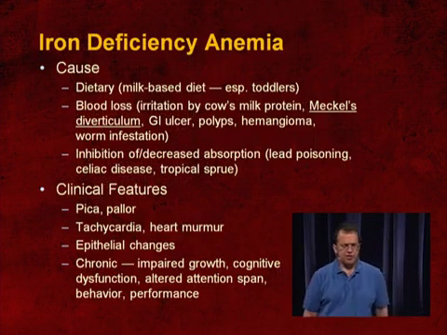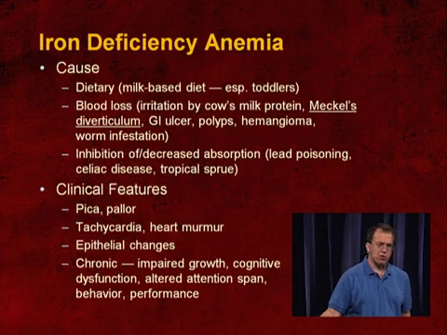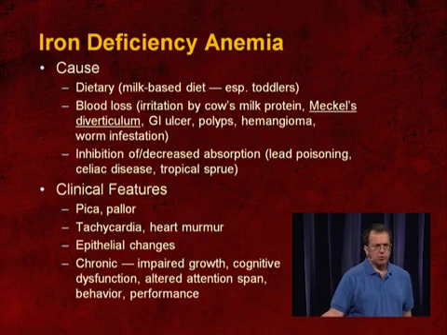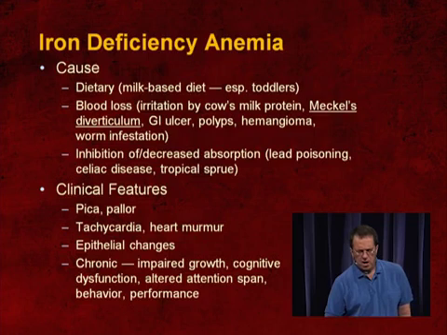Okay. Iron deficiency anemia, dietary. Come on. Everybody in here has taken care of the toddler who drinks too much milk. Blood loss, irritation from cow's milk protein. Meckel's diverticulum is kind of a classic one to think about for a cause of blood loss. Ulcer, polyps, hemangioma, worms. I've been lucky. I've never had to take care of worms, and I'm not really wanting to sign up for that. You can get inhibition, decreased absorption, celiac. That's kind of a common one that can be tied to that.